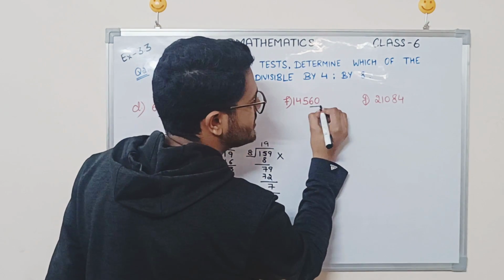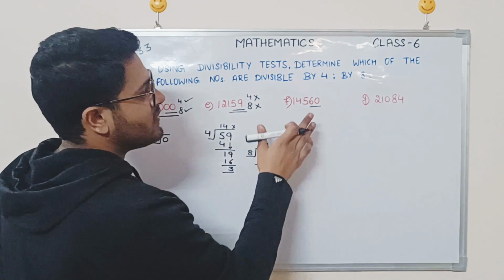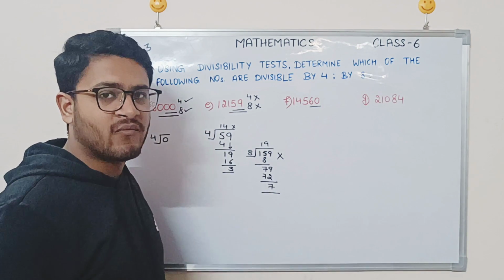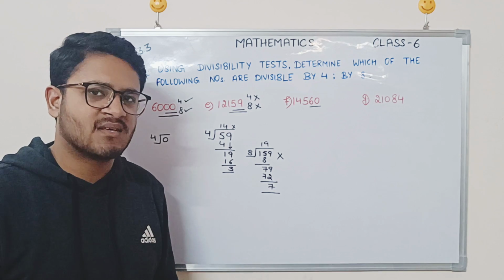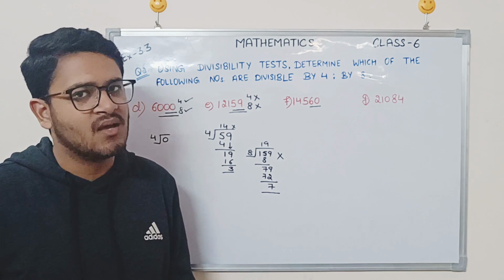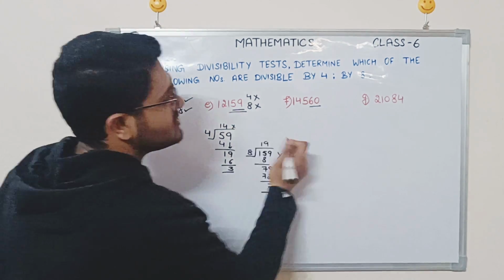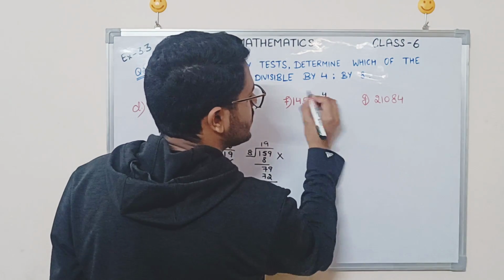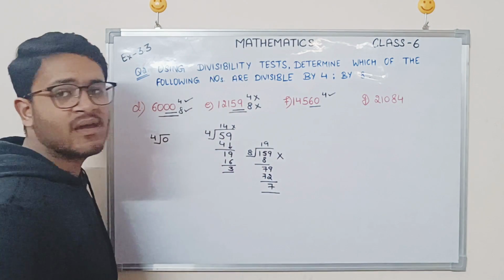14,560. Last two digits 60. And when we divide 60 by 4, we get 15. 15 into 4 is what? 60. Or we can say 4 into 15 is 60. So if 60 is divisible by 4, therefore this whole number is divisible by 4.